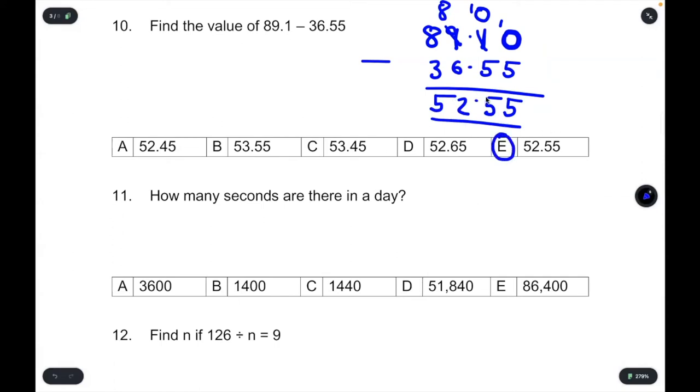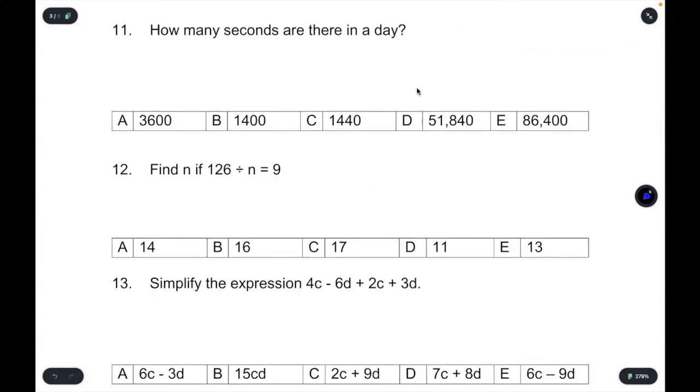You'll notice that after the decimal point, I'm saying the digits individually, like 5, 5. The reason is so that we don't confuse it with the numbers that are to the left of the decimal point. Question 11, how many seconds are there in a day?